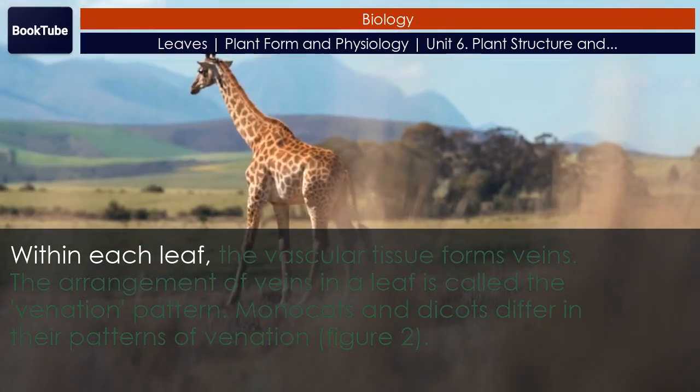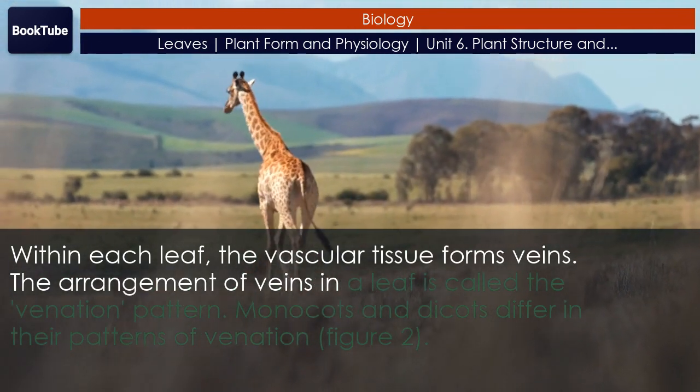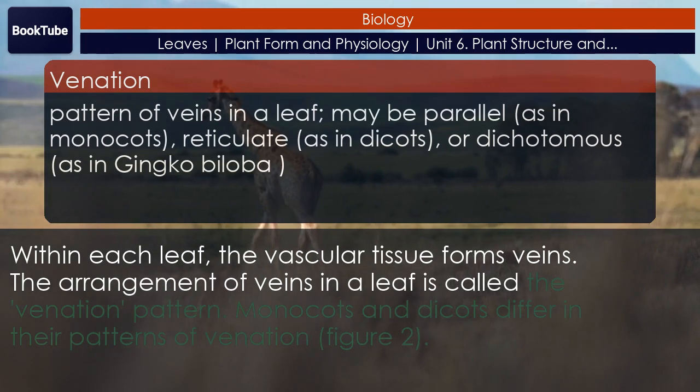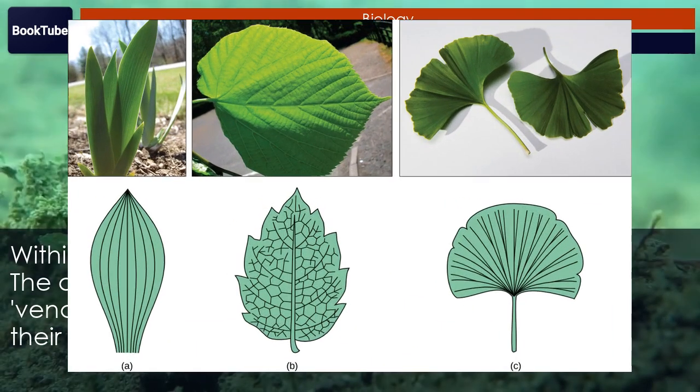Within each leaf, the vascular tissue forms veins. The arrangement of veins in a leaf is called the venation pattern. Monocots and dicots differ in their patterns of venation.